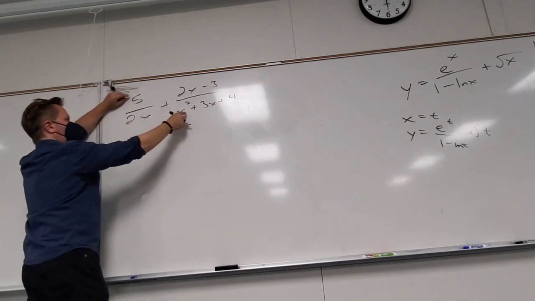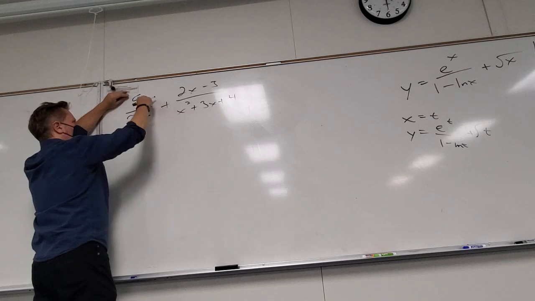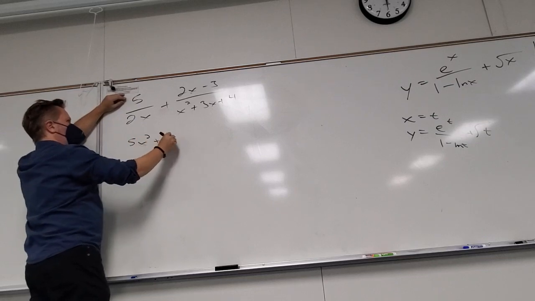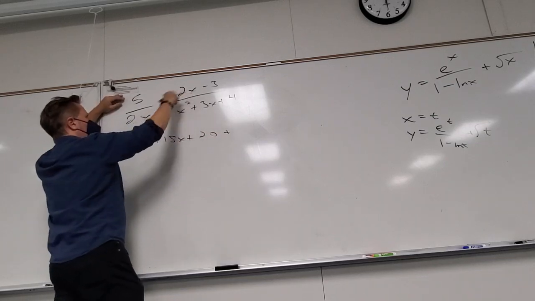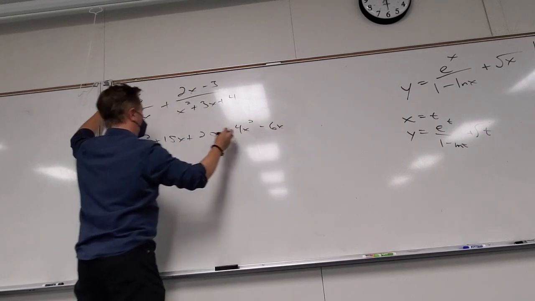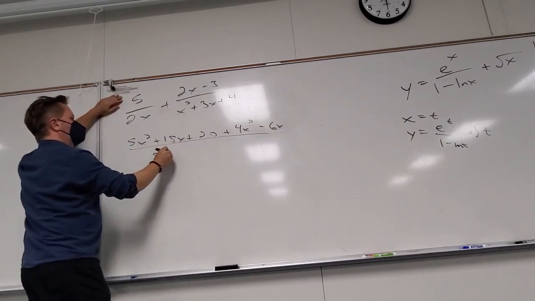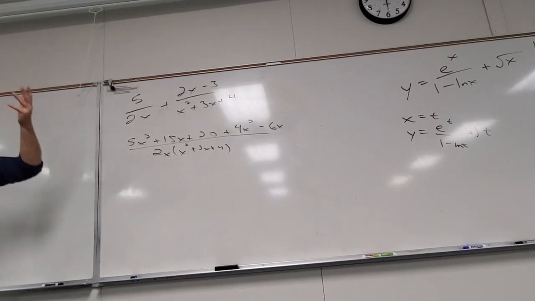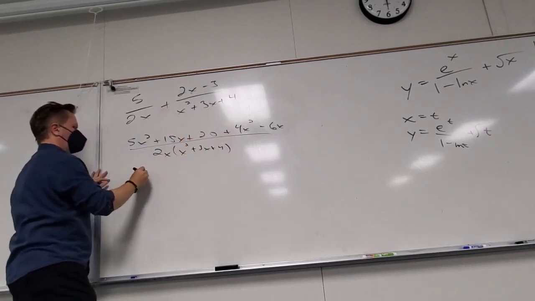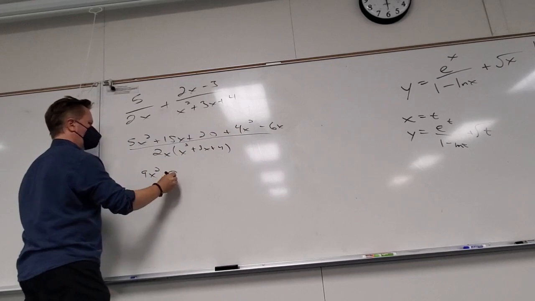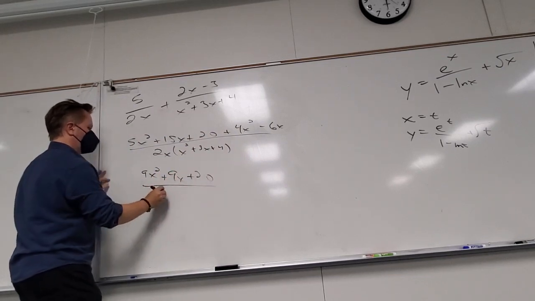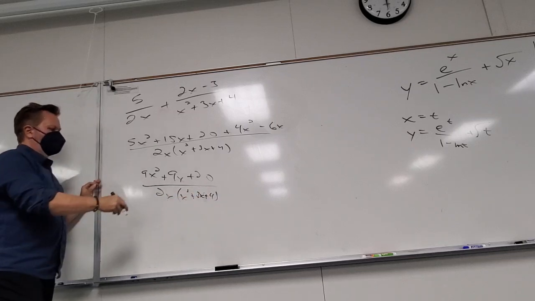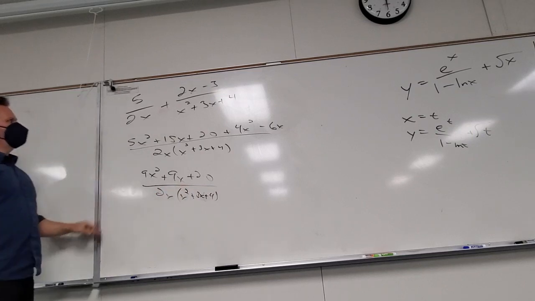So obviously they don't share anything, so I can just multiply. This is where cross multiplying sort of works, except you got to put it back over the product of those two. So I get 5x squared plus 15x plus 20 plus 4x squared minus 6x, all over 2x times x squared plus 3x plus 4. So is everybody with me? Just do an LCD business. And then 9x squared. This will really suck if I get this wrong. Plus 9x plus 20 over 2x times x squared plus 3x plus 4.